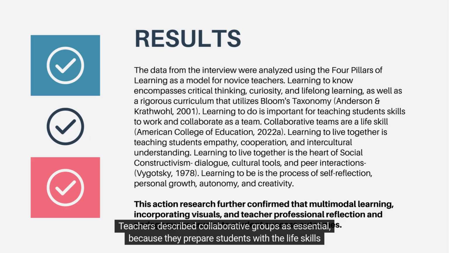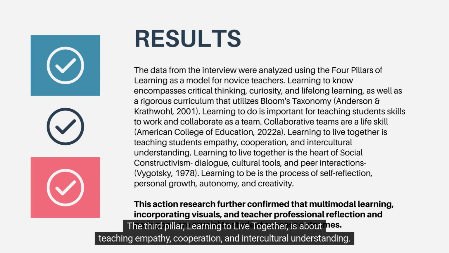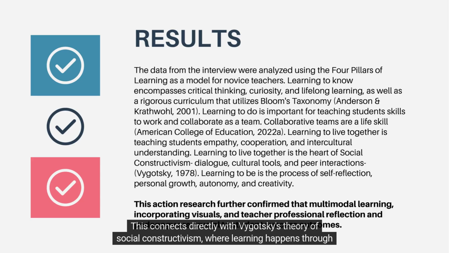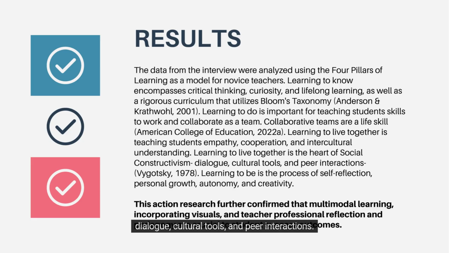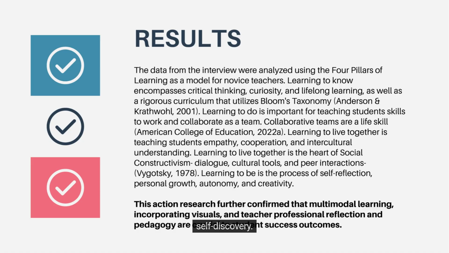Teachers described collaborative groups as essential because they prepare students with the life skills they need to work with others and build shared knowledge. The third pillar, learning to live together, is about teaching empathy, cooperation, and intercultural understanding. This connects directly with Vygotsky's theory of social constructivism, where learning happens through dialogue, cultural tools, and peer interactions. Finally, learning to be focuses on reflection, autonomy, and creativity. It reminds us that learning is not only about acquiring content knowledge, but also about personal growth and self-discovery.